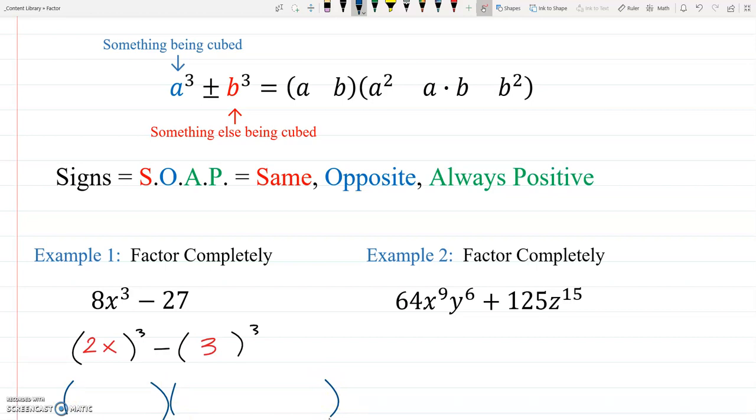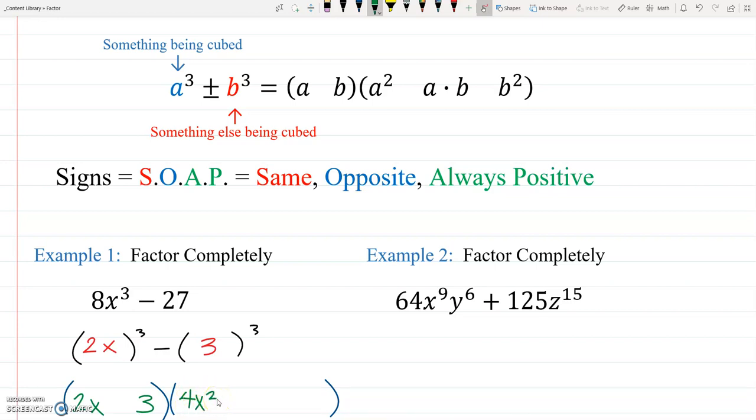Now I'm ready to start filling stuff in. In my binomial up front, I just plug in a and b. I just figured out what a and b are. That's what's being cubed and what's being cubed. So I've got 2x here and 3 here. That's just a and b. To go in the front of my trinomial, I take whatever a is and I square it. A is 2x. If I square it, I have to square both of them. 2 squared is 4. x squared is x squared. So here I've got 4x squared.